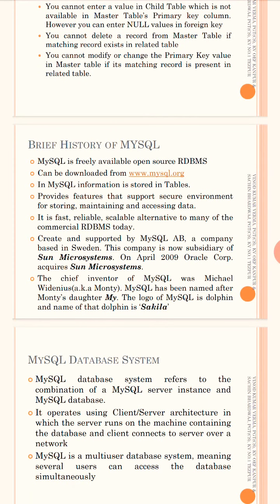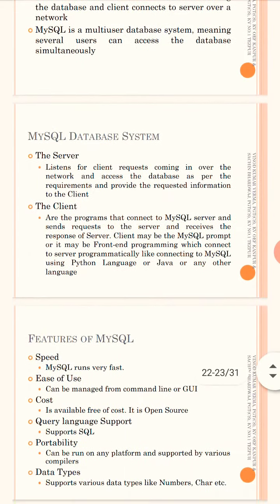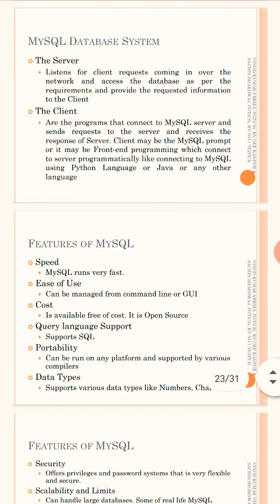This is the brief history of MySQL, and I think all of you will read this, and this is not so important. Next is the MySQL database system. In this we are talking about the server and the client. The server listens to the client's requests coming in over the network, accesses the database as per the requirement and provides the related information to the client. Whatever request is made by the client is processed by the server, and the server gets the information and provides it to the client again.